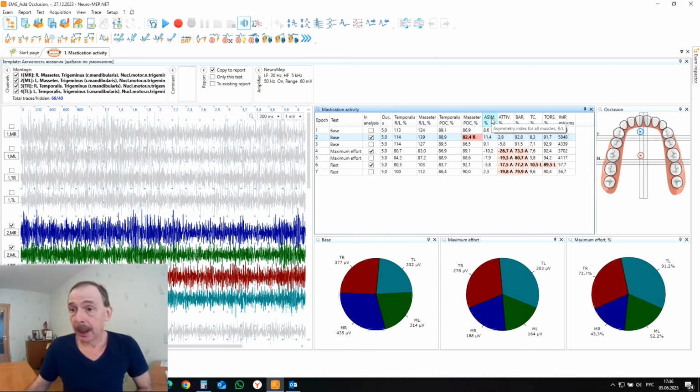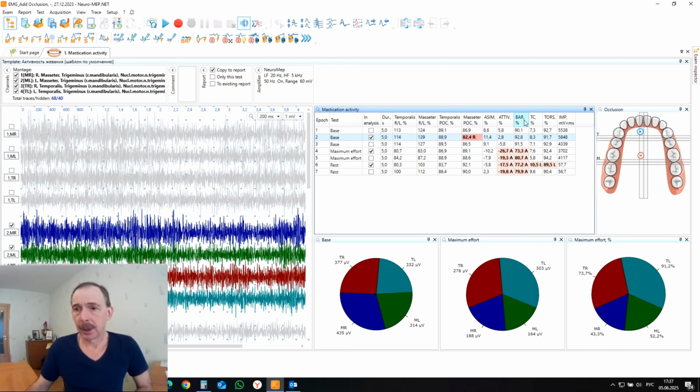Then there are the ATTIV and BAR coefficients. These are two coefficients that say the same thing, but they are counted slightly differently. ATTIV is an index of activity of all posterior and anterior muscles. Anterior and posterior muscles are compared. Accordingly, we compare right and left masseter and right and left temporalis and look at the ratio. A positive value here means a backward shift, a negative value means a forward shift.